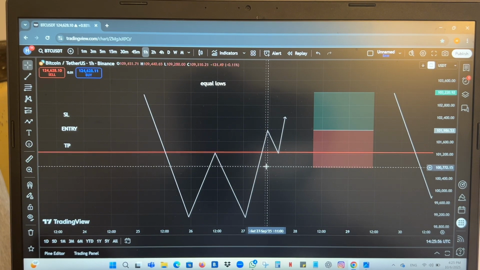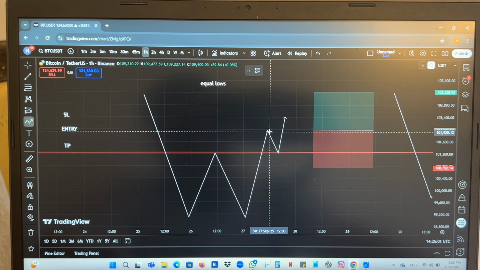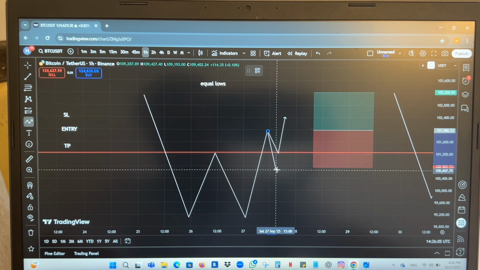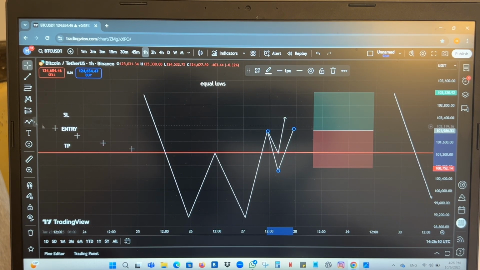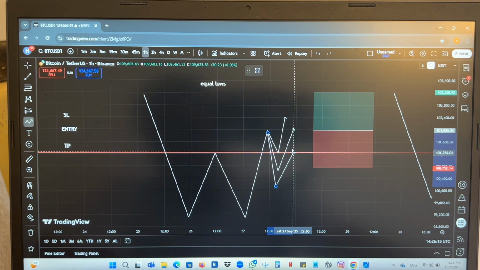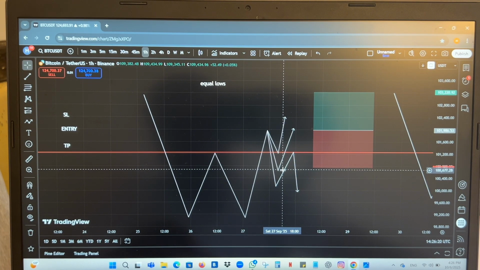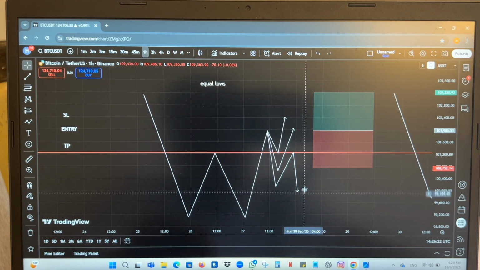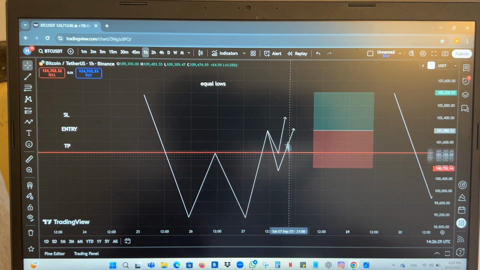And just like before, always keep that in mind: this retest might not be clean. It might go a bit further down and then continue on its way up, or else it might go even lower and keep on going down. Right now we're not going to talk about that chance of going down, because if that happens, we cannot do anything about it, so we'll just clear that out.